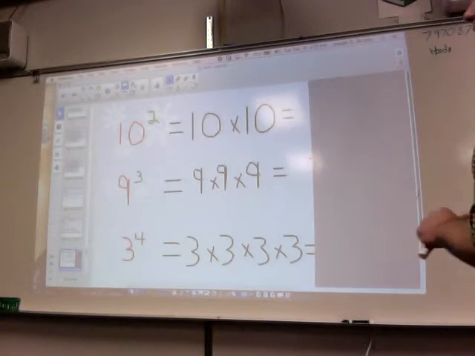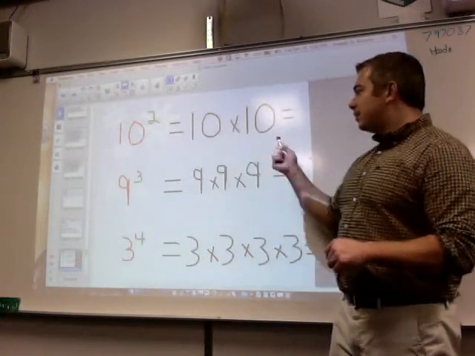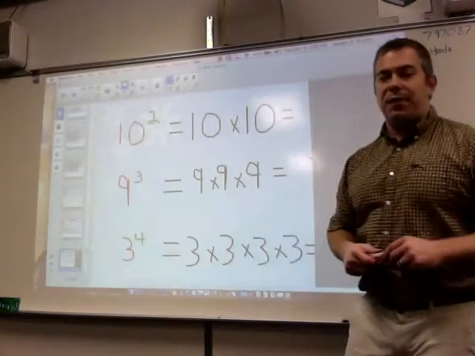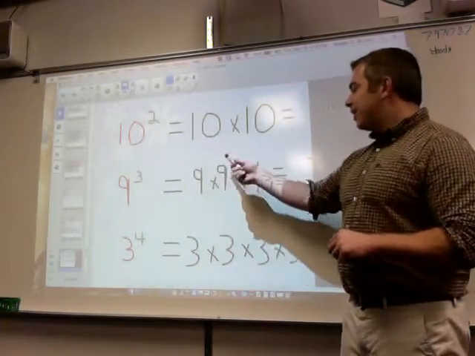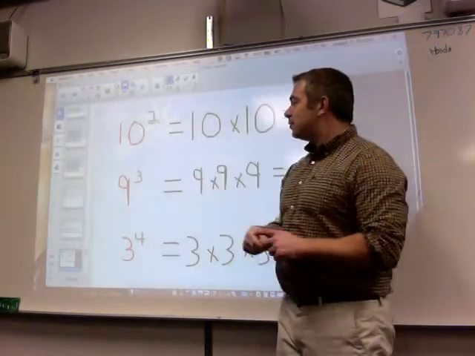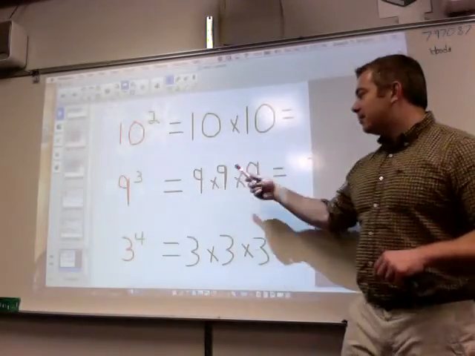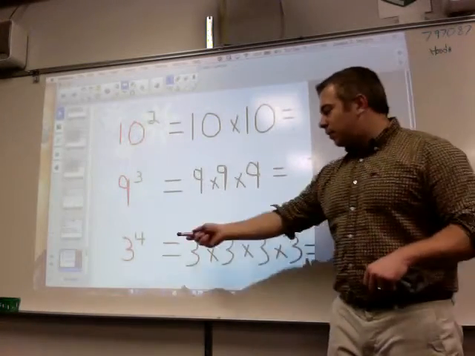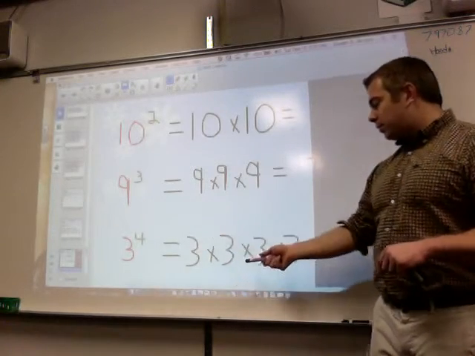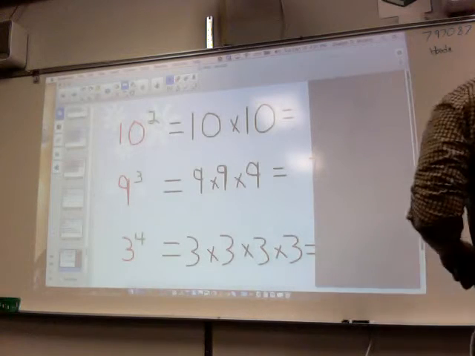So 10 squared, or 10 to the second power, is just 10 times 10. 9 cubed, or 9 to the third power, is really 9 times 9 times 9. As you can see, that's 2 tens, not adding, they're multiplying. That's 3 nines, 9 times 9 times 9. And this is 3 to the fourth power, which is 3 times 3 times 3 times 3. Let's look at their answers here.